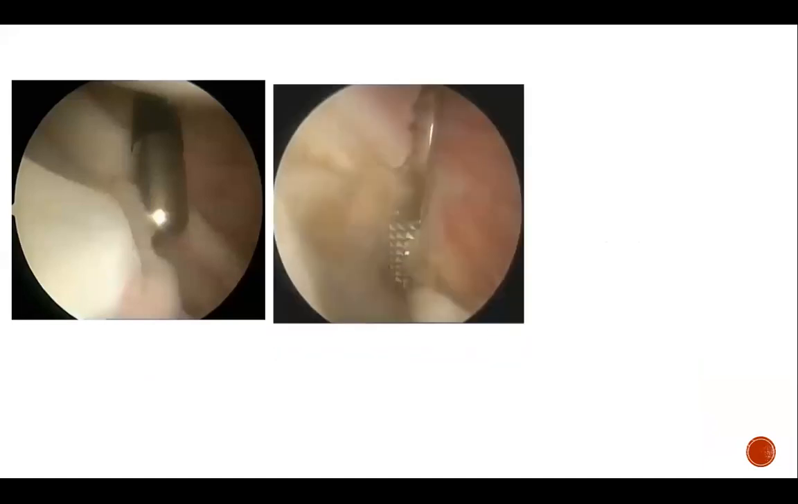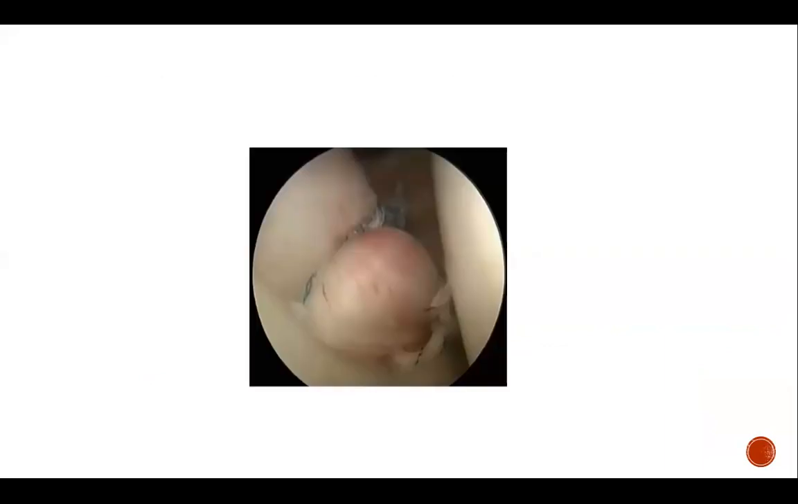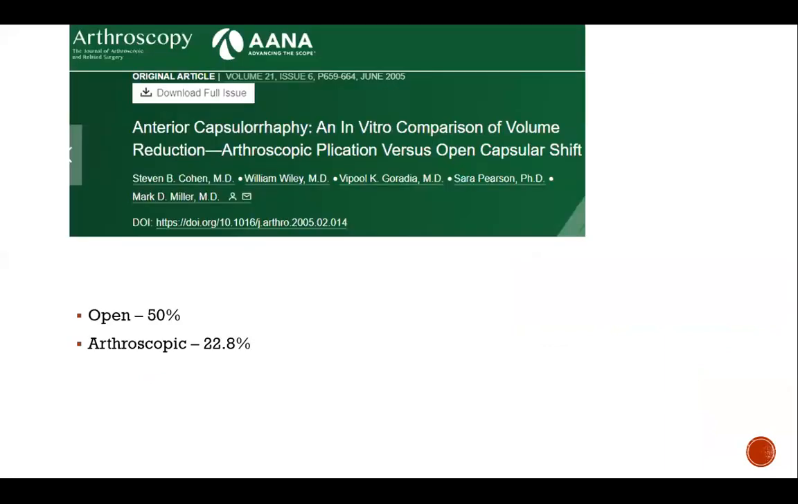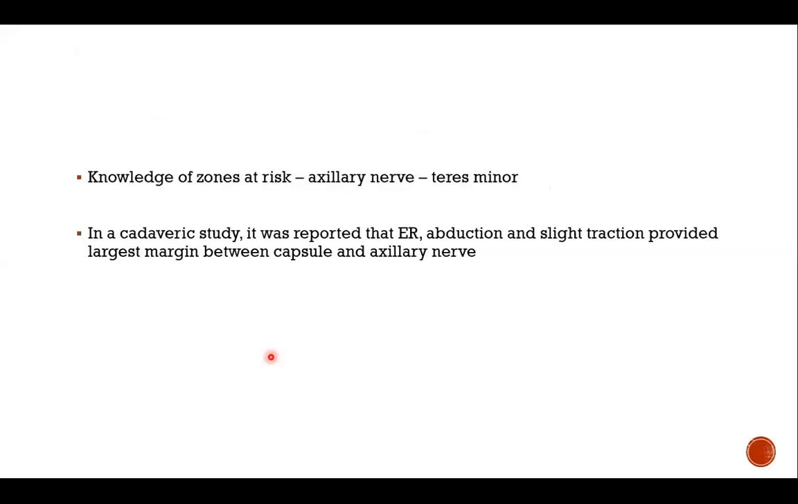So it is freshened and anchors placed, and this is after the final repair. So this study found that the open repair has a 50% reduction in volume compared to the arthroscopic, which is around 25%. This study also showed that each stitch and 1 centimeter caused 10% of volume reduction.